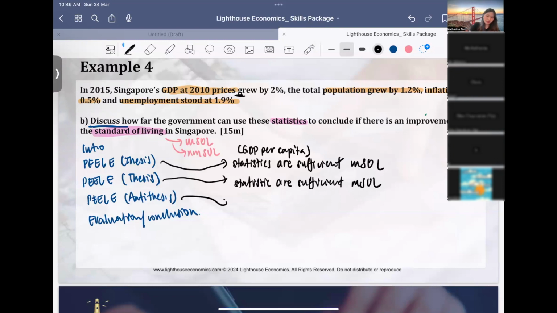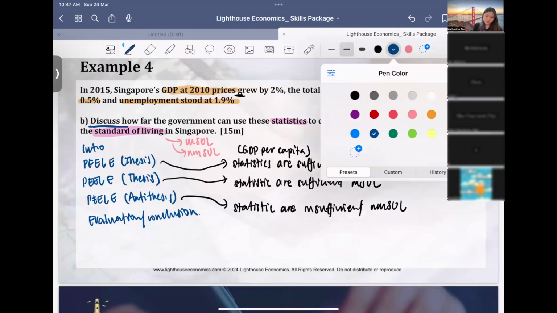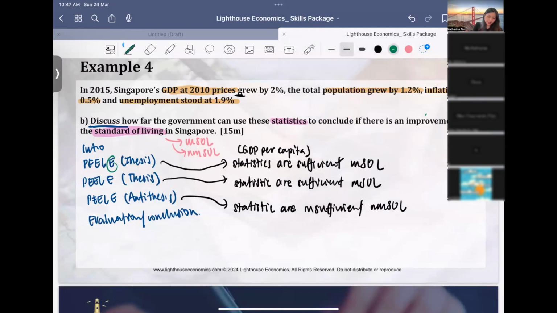Then your antithesis is that statistics are insufficient in telling me. You want scope, right? So in this case, you must say non-material standard of living. If you have not mentioned non-material standard of living, then you bring me other statistics. So how to write evaluation for this? Remember you've got all your E's, and I've been doing negative evaluation a bit. You must evaluate every single point.